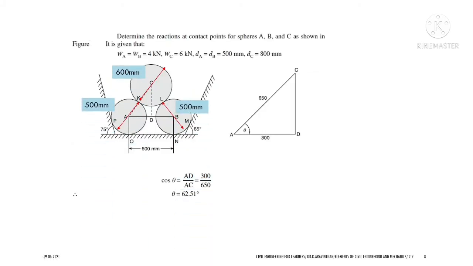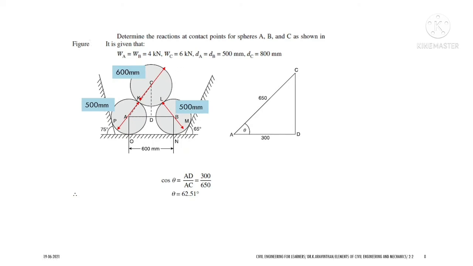Okay, let us take the next example. Determine the reactions at the contact points for the spheres A, B and C as shown in the figure. The list of data is given here, and in this problem you have three spheres: a larger sphere with a diameter of 600 mm, and two small spheres A and B. The weights WA and WB are 4 kilonewton. Both are the smaller weights, which is 4, and the larger one is 6 kilonewton.